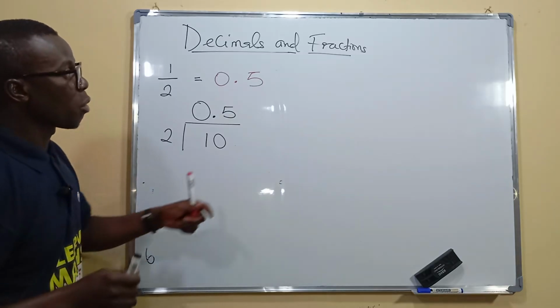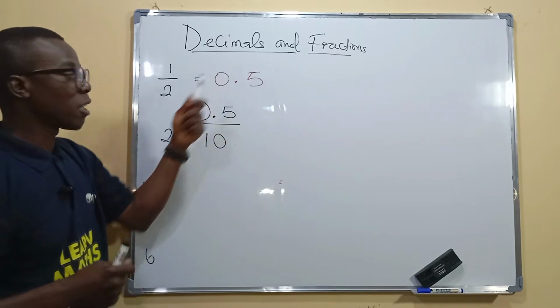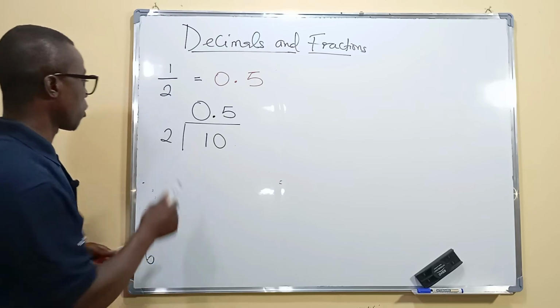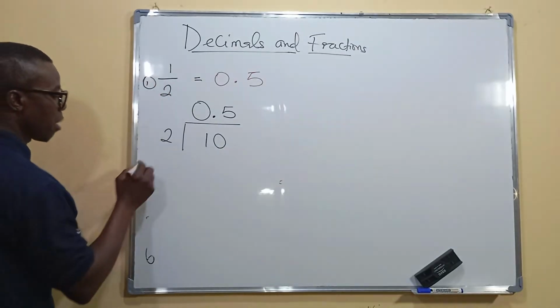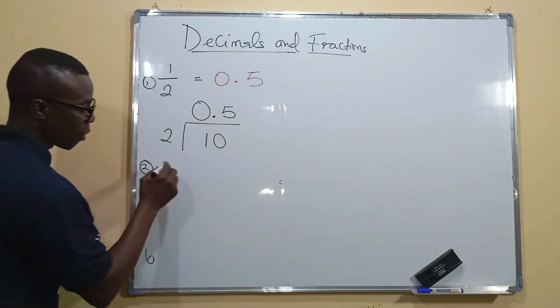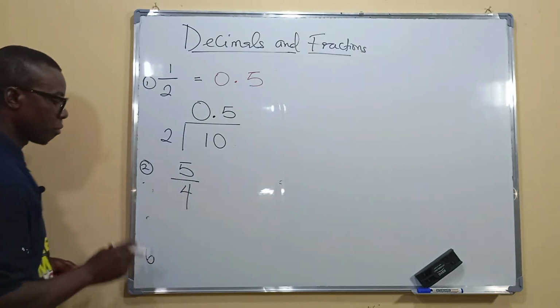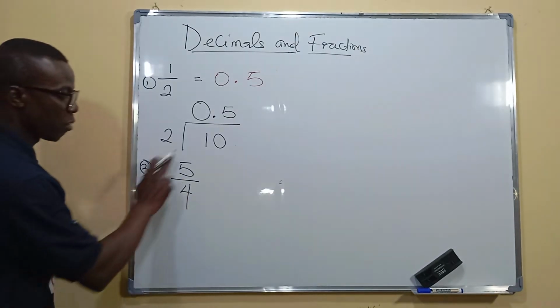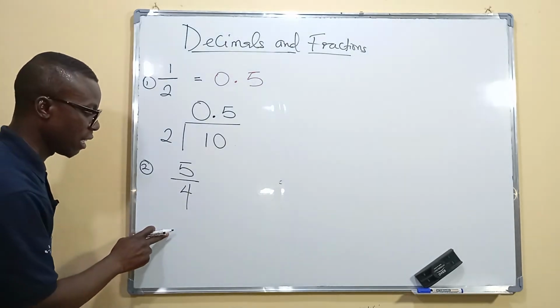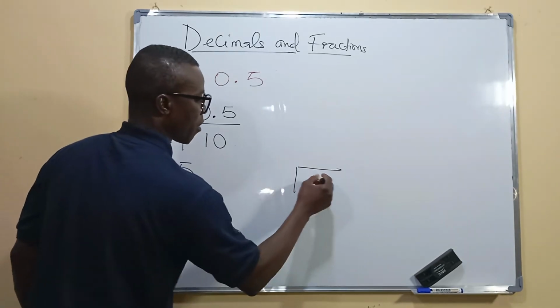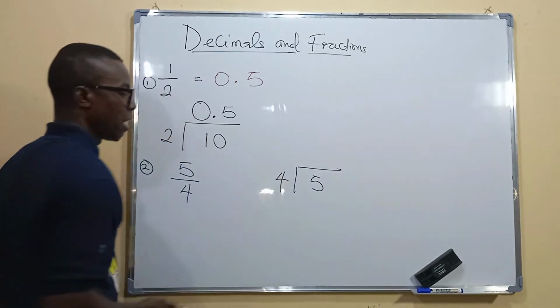Now don't forget, if you are converting fractions to decimals, you have to have a very good knowledge of division. Let me take another example. So let's say we have 5 divided by 4. I want to represent this in decimal. So to do that, I'm going to have here 5 and it's divided by 4.